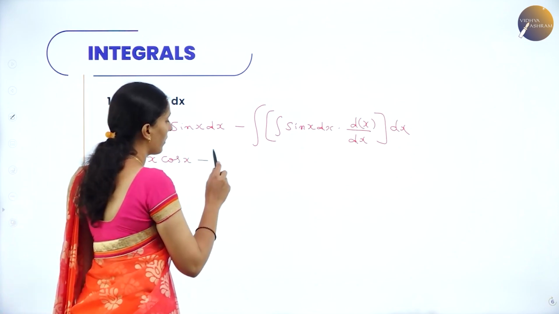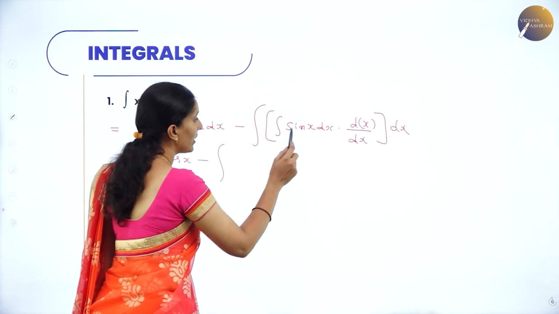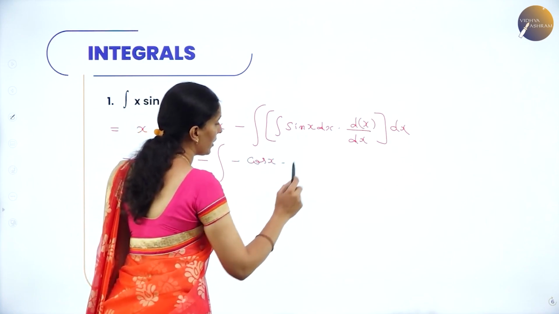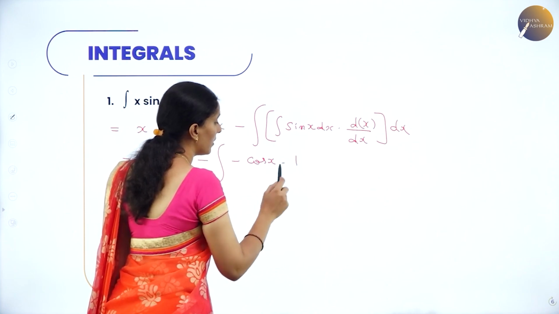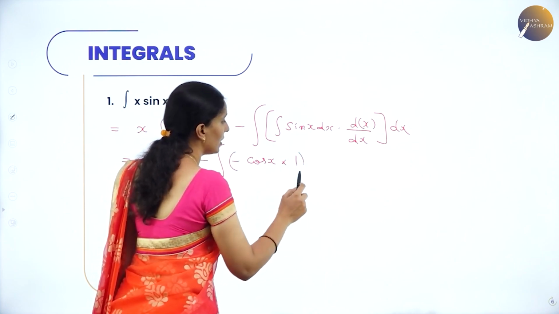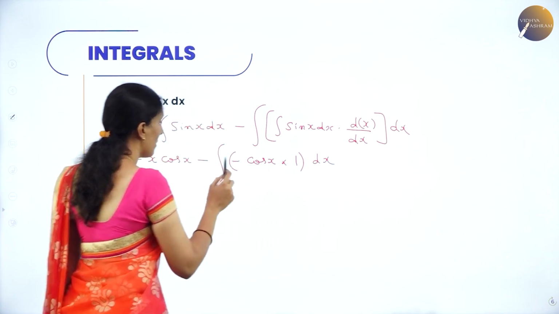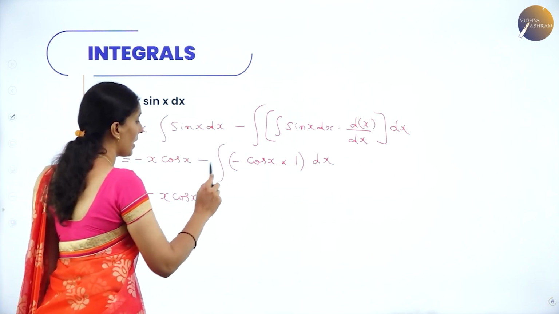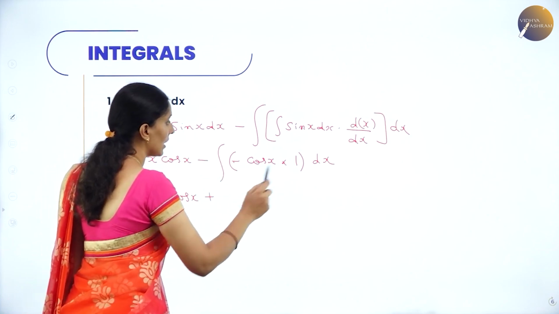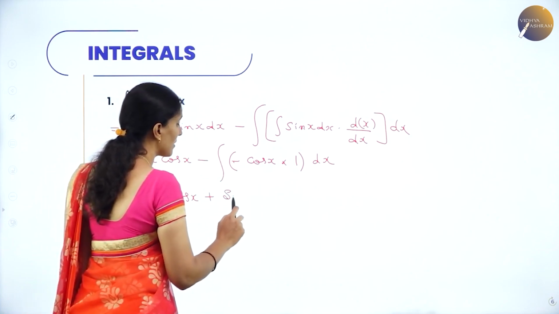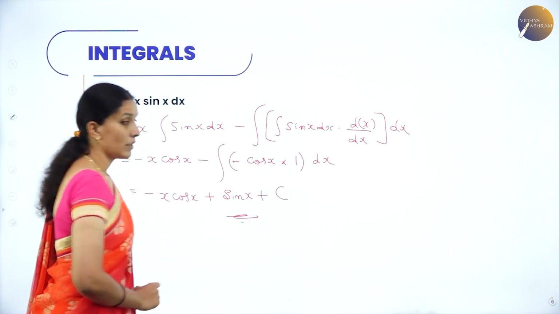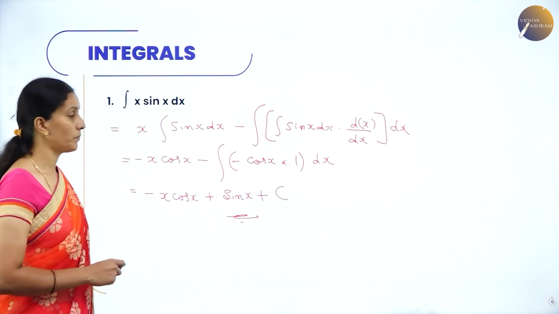Next we have minus. Again we will write the integral. What is the integral of sin x? Minus cos x. What is the derivative of x? It is 1. So cos x into 1 with respect to dx. Minus, if you take it outside, it is minus x cos x, minus into minus is plus. The integration of cos x with respect to dx is sin x plus the integration constant. So this is the integral value.